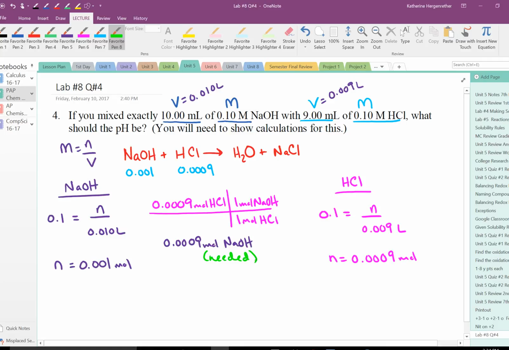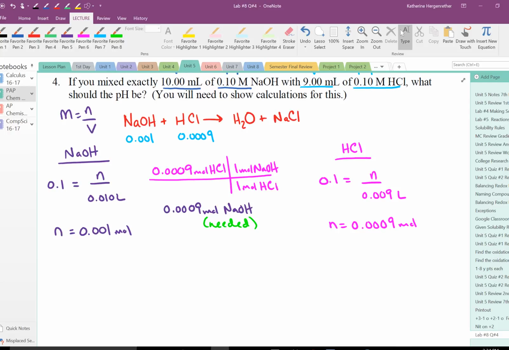Well, what we want to do is figure out how much is left over, because that's what's going to control the pH, is this leftover sodium hydroxide. So back when we did limiting reactants, we said, okay, how much would be left over? We would take how much we started with, and we would subtract how much we needed, and we would get 0.0001 moles left over. So that's how much NaOH we have left over.